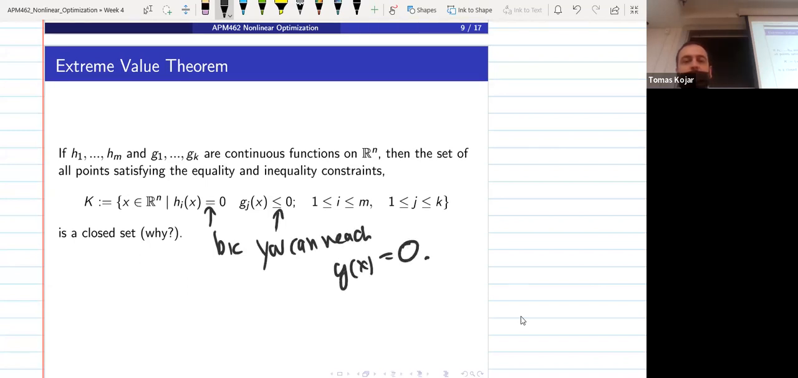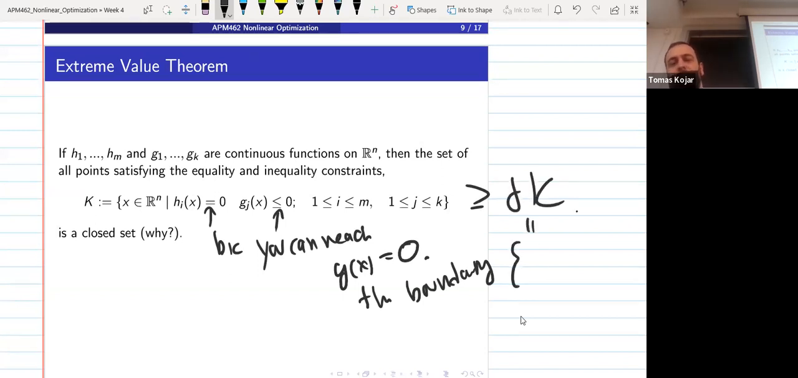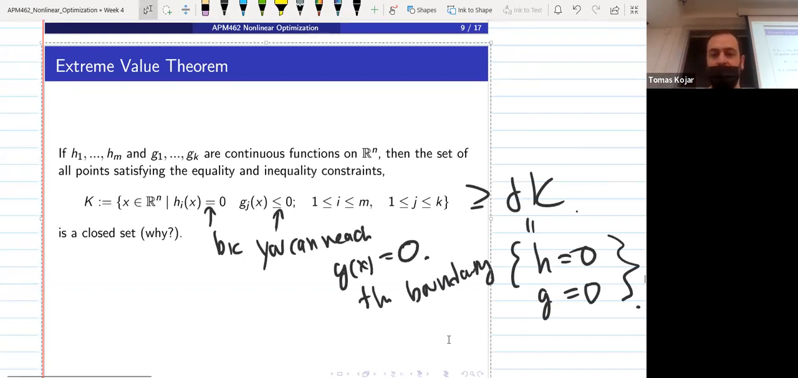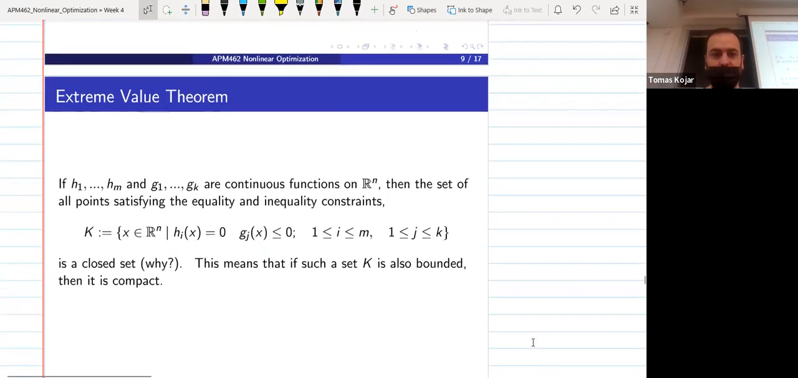gx equals 0, the boundary. So it contains its own boundary. That's the definition of being closed. Can someone tell? I'll write it. The boundary is this together with this being 0. Okay, that's all. All right, let me finish here.